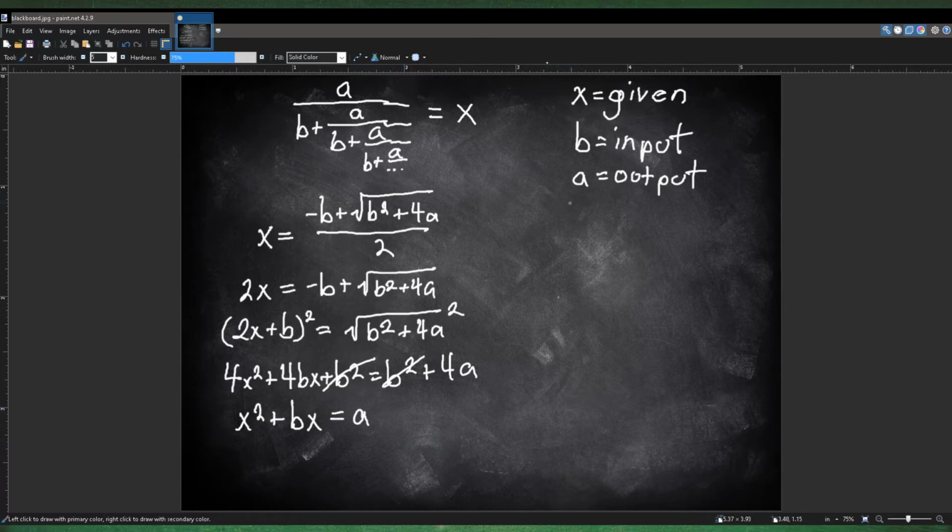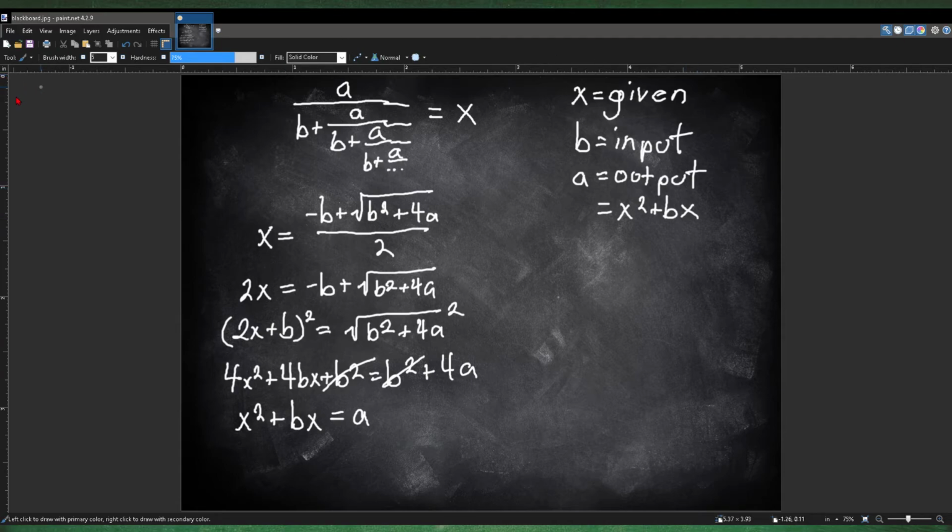Okay, and that's why I have b as going to be our input. So we have b as an input that we're going to plug in, and we're given x. So then we could plug in all those numbers, and we're going to get our a. And that's why it's going to be called our output, right? An input helps us get our output. So our a is going to be equal to x squared plus bx.